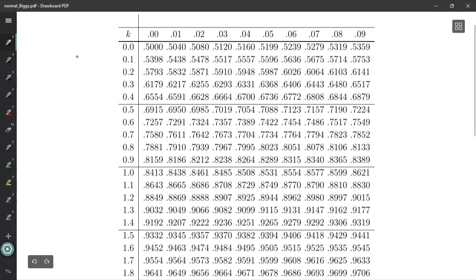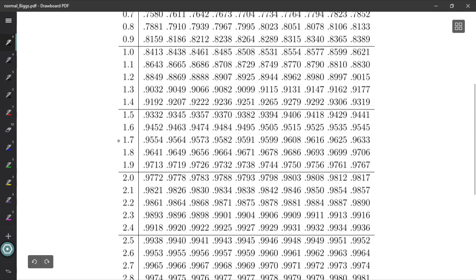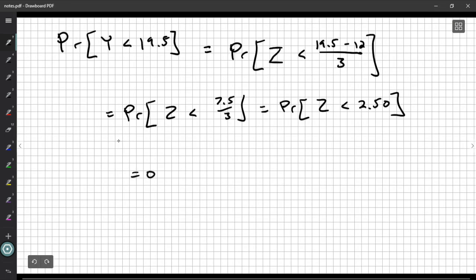But this I can quickly look up in our table of z-scores. We'll have to scroll down a little bit. 2.5, and then the hundredths digit is 0, so 0.9938. And that's it. That's the probability we want. 0.9938. So it's very nearly a 100% guarantee that if I do this process 48 times, I will get 19 or less diamonds.